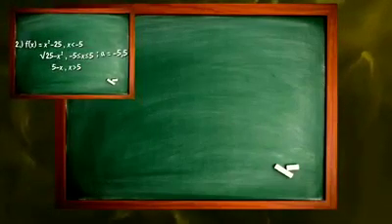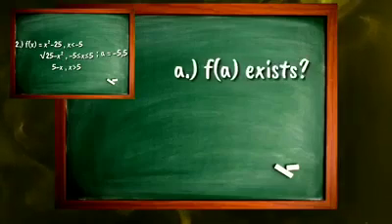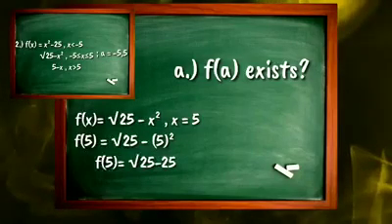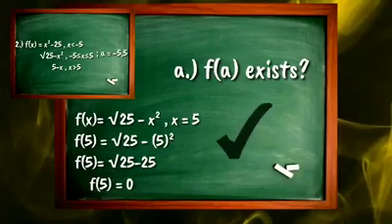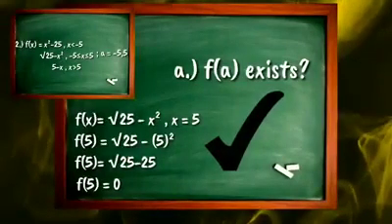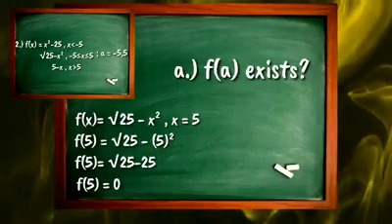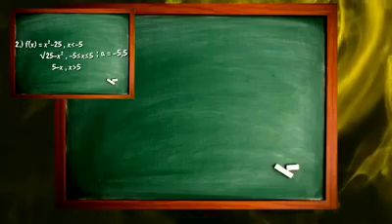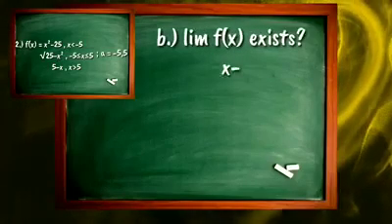Letter A. Does the value of f of a exist? f of x is equal to square root of 25 minus x squared when x is equal to 5. We substitute the value of x, which results in f of 5 equal to square root of 25 minus 5 squared, or f of 5 is equal to square root of 25 minus 25, or f of 5 is equal to square root of 0, which results in 0. So the value of f of a is equal to 0, which means that it satisfies the first condition.